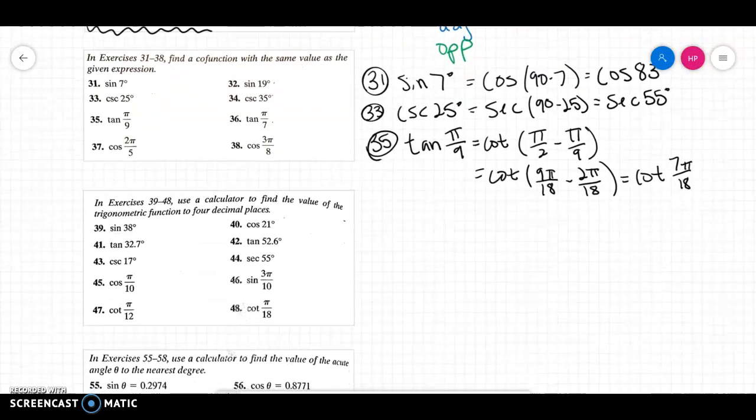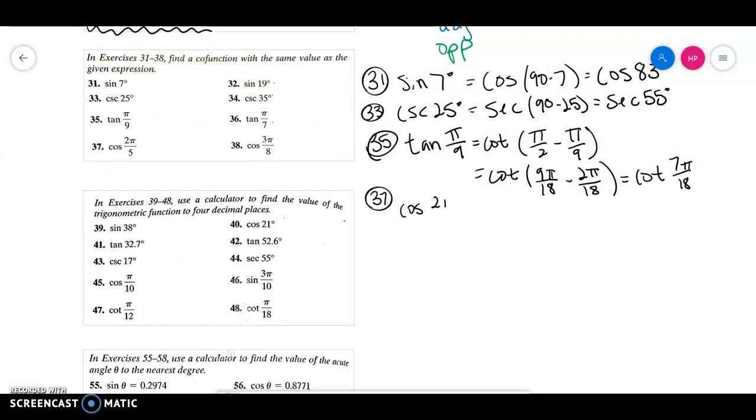Let's try one last one with the cofunction before we move on to calculator work. So the cosine of 2 pi over 5 is going to be the same as the sine of the complement. So pi over 2 minus 2 pi over 5. This time my common denominator would be 10 between 2 and 5. So 5 pi over 10 minus 4 pi over 10.